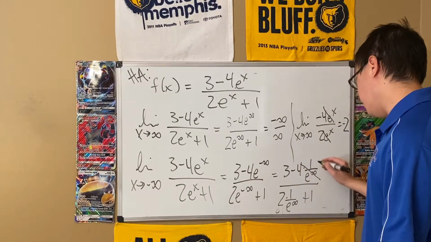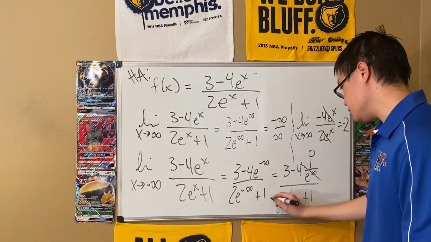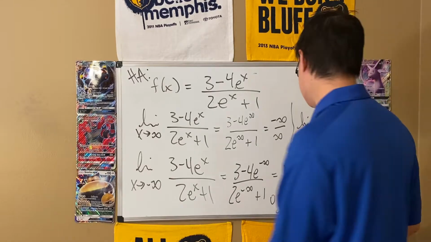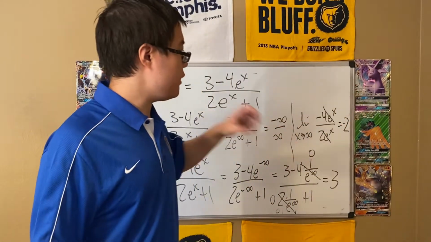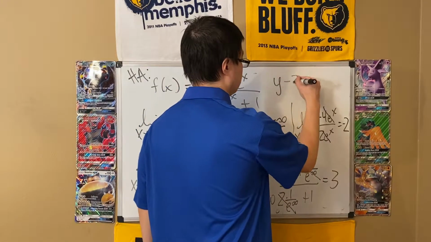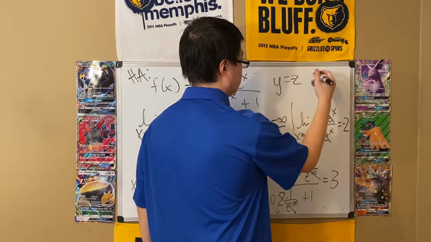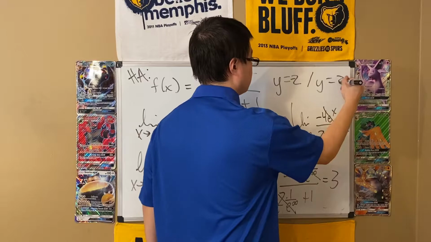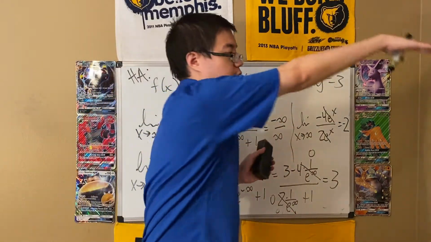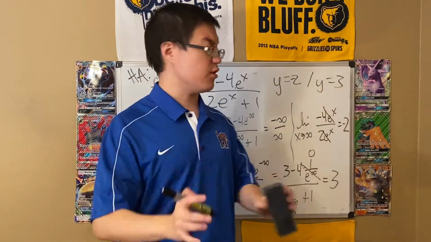So in this case, all of this goes away, all of this goes away, and finally you're left with the answer 3. So here, the answer is negative 2. Here, the answer is 3. These are our two horizontal asymptotes. Let's write it on this side here: y equals negative 2 and y equals 3. Again, you can have two different answers because you can have two different horizontal asymptotes, one on this side, one on this side. We're all good.